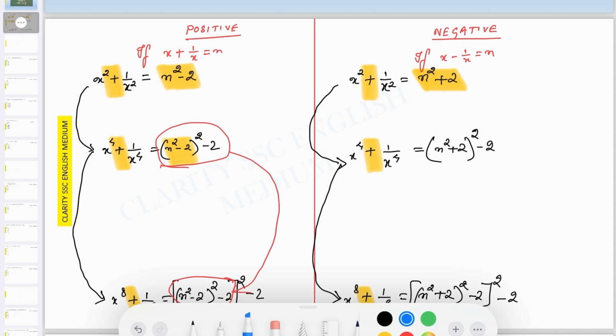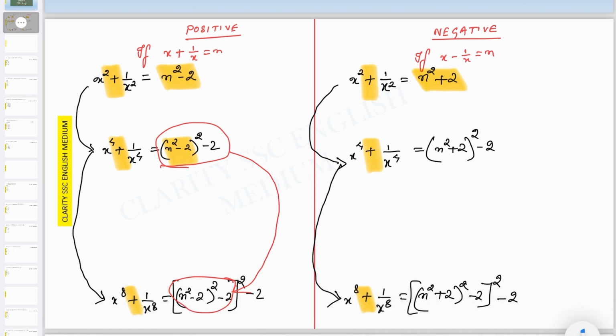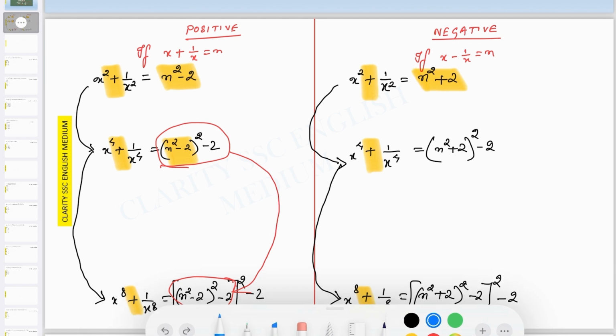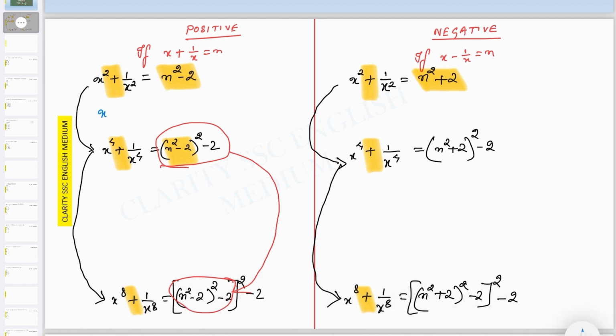Again, let me tell you one thing, the formula of the cube. x cube plus 1 by x cube is n cube minus 3n. n cube minus 3n. And on the right side, x cube minus 1 by x cube, see here, minus will be here. For the odd number, on the right side, minus will be here. n cube plus 3n. n cube plus 3n.